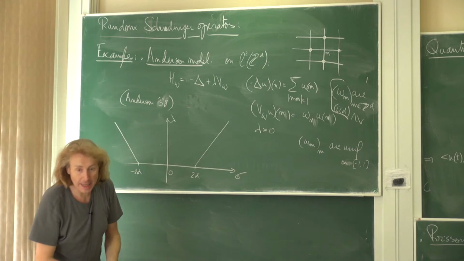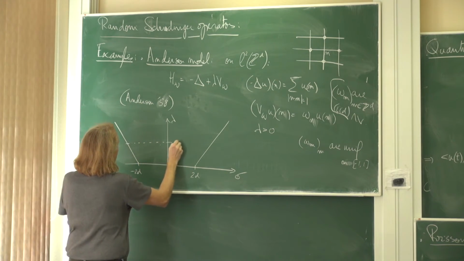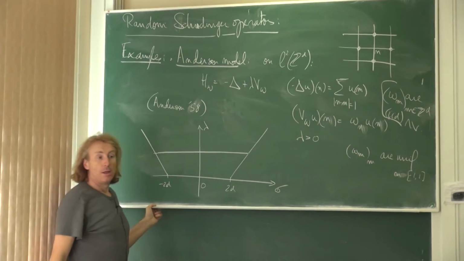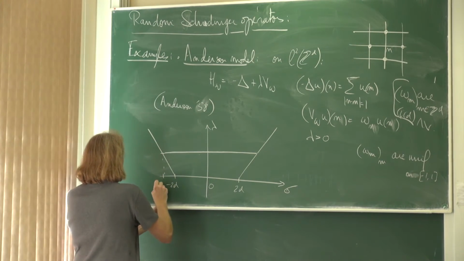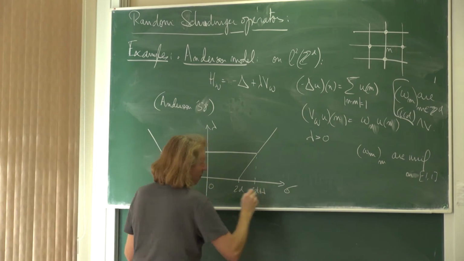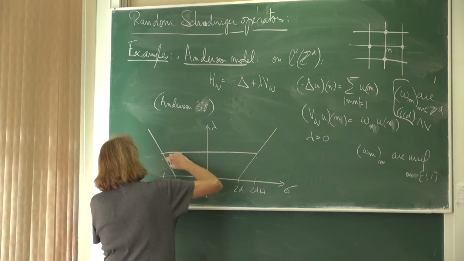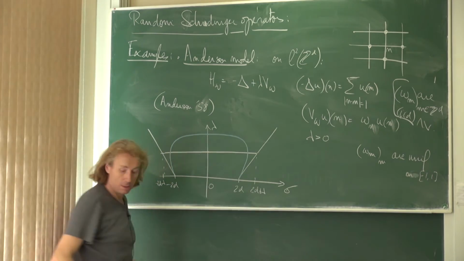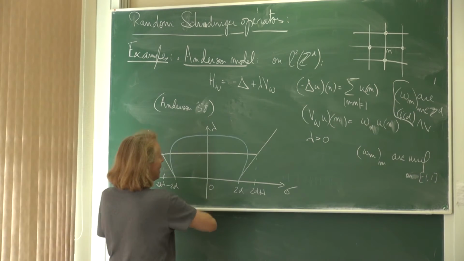And what you can show is that for a given lambda, we'll see that's not very complicated, the spectrum is the interval going from -2D minus lambda to 2D plus lambda. And then there is this. So that's the spectrum for a given lambda.